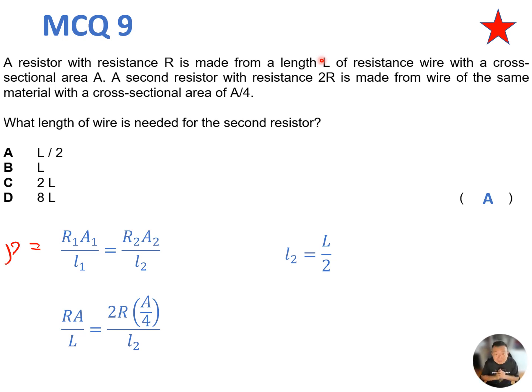There's the factor of half. So that means the effect of the new length must halve the resistance. And what do we do with the length to halve the resistance? You halve the length, and that's how you can get half L as the answer. So this second technique is a lot faster.